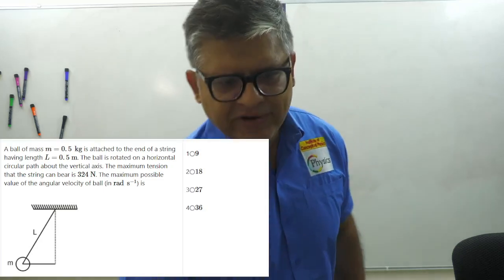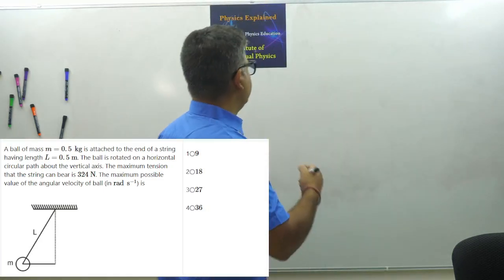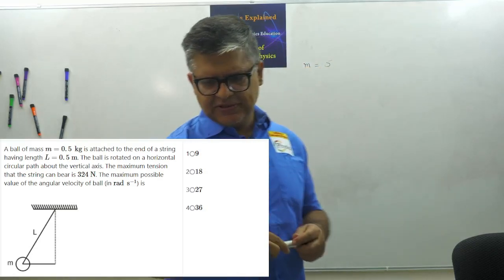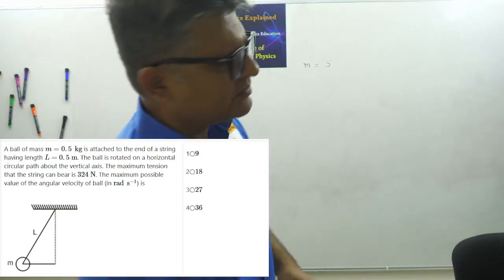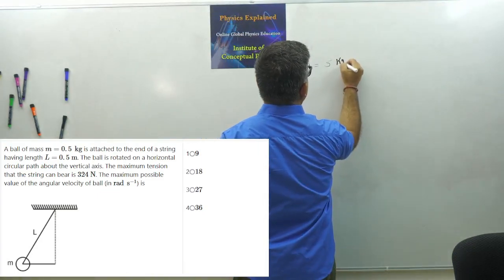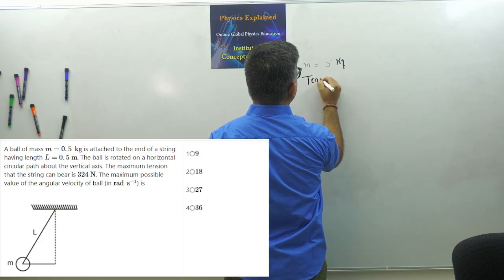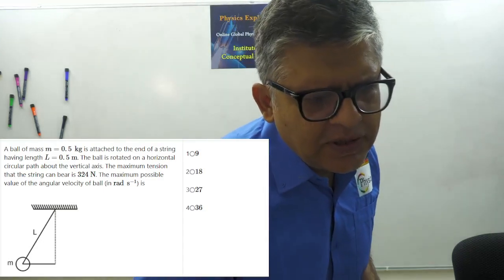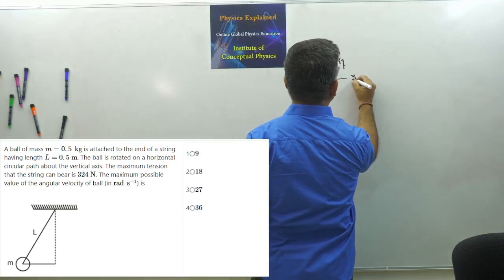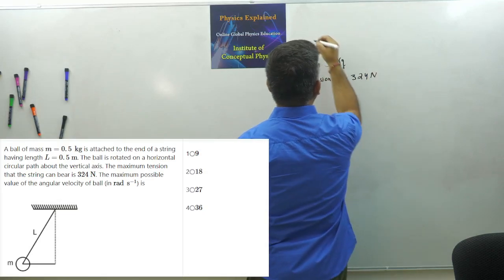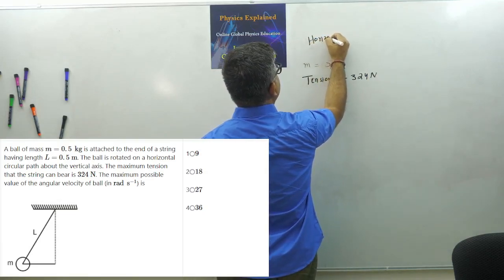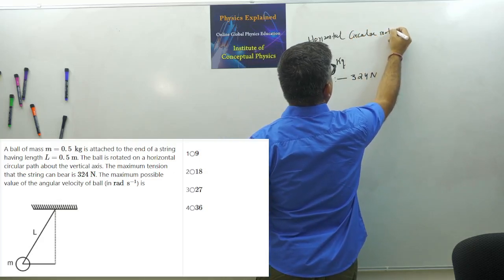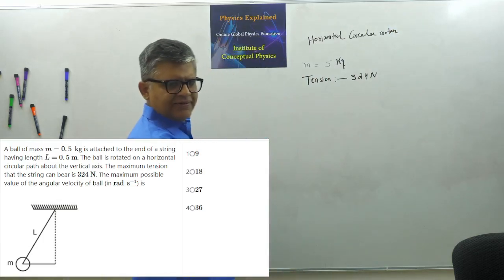Now, if you read the question correctly, the mass is given to be 0.5 kgs, right? So this is 0.5 kgs. The tension possible in the string is given to be 324 newtons, right? So this is 324 newtons. It's a horizontal circular motion, right? Okay.